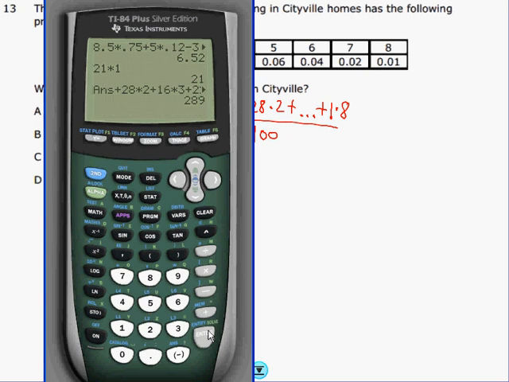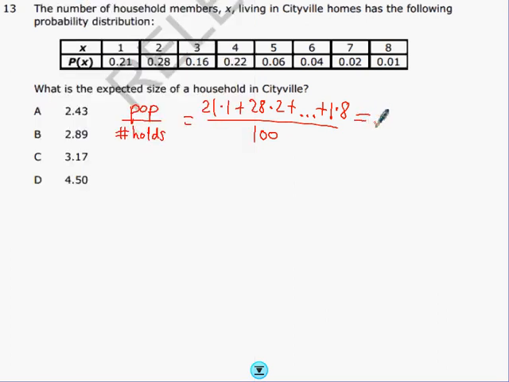So that gives us a population of 289 people. And there are 100 households. So the average is 2.89 people per household.